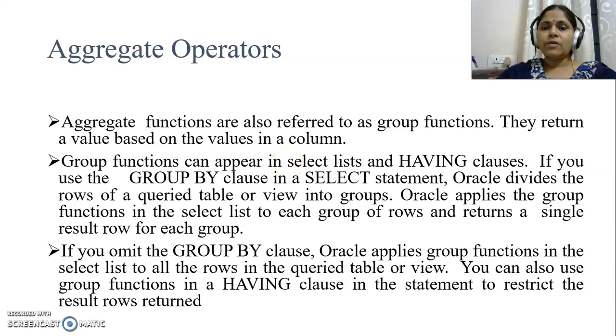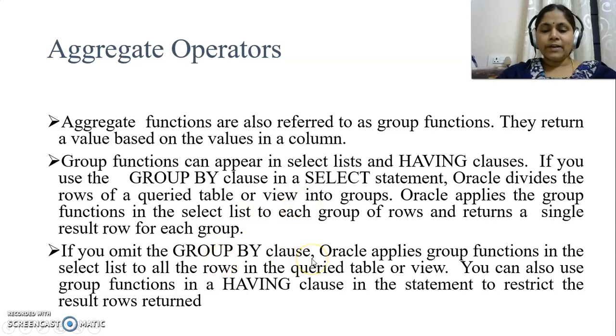Aggregate functions are also called as group functions. They return a value based on the values in the column. Group functions can appear in the select list and also in having clauses. If you use the group by clause in the select statement, then Oracle divides the rows of the query table or views into groups. So this we already discussed in the previous videos. Oracle applies the group functions in the select list to each group of rows and returns a single result. That I will be explaining in the next slide.